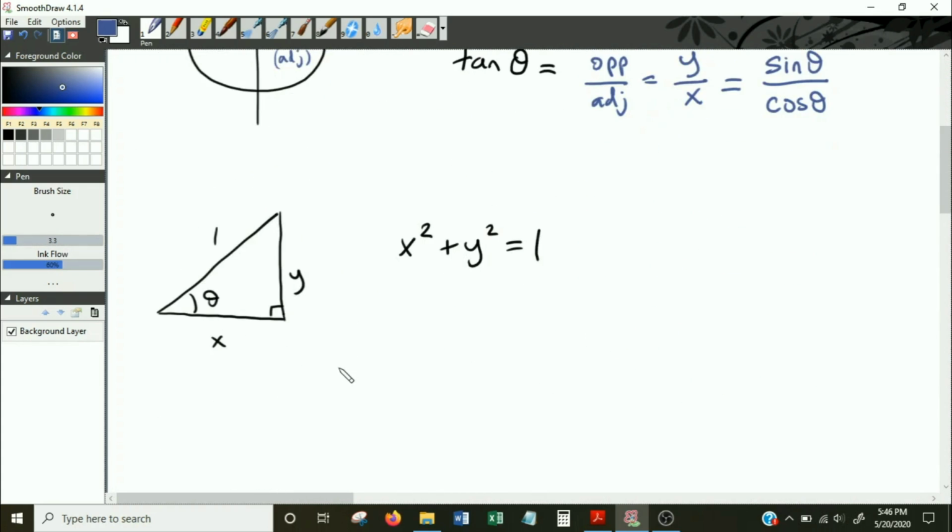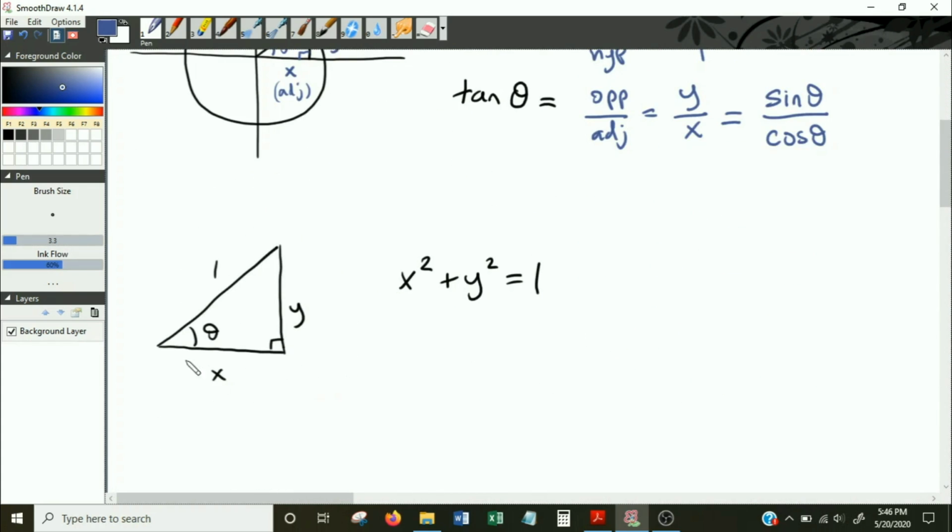So scrolling down, we're going to take a closer look at this triangle and see if we can come up with a Pythagorean identity. Now, if you were to just look at this as a triangle only and say, this is x, this is y, this is 1, the Pythagorean theorem would say that x squared plus y squared equals 1 squared, right? So this is from the Pythagorean theorem. And if I simplify this, it's going to be x squared plus y squared equals 1.